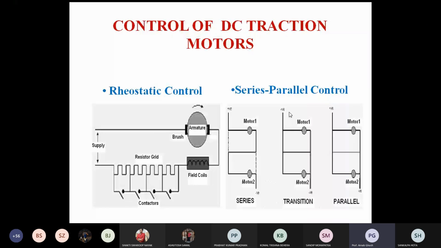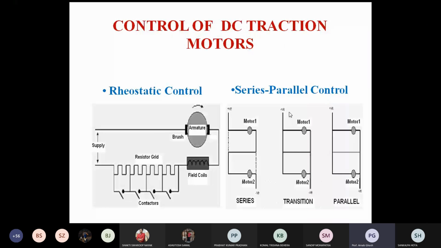But if the load is less and high voltage operation is there, both of the motors should be connected in series. Series means voltage will be distributed between two motors, but the current will be the same. And parallel means voltage will be the same, but the current will be distributed. For high load operation, you normally go for the parallel operation.